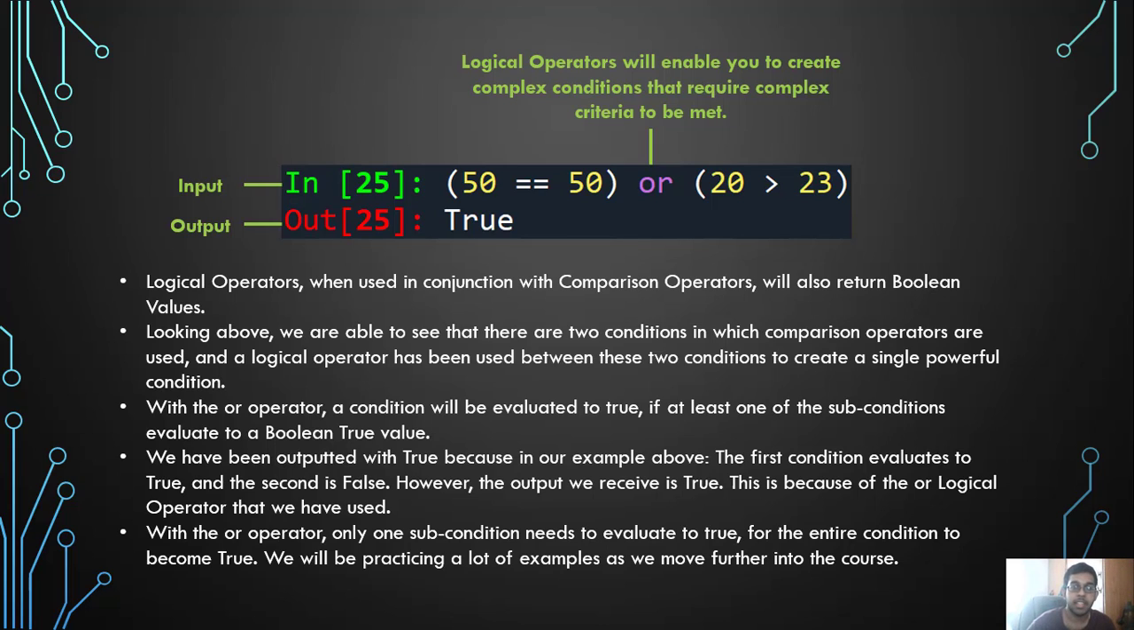With the OR operator, a condition will be evaluated to true if at least one of the sub-conditions evaluates to a Boolean true value. We have been outputted with true because in our example above, the first condition evaluates to true and the second is false. However, the output we receive is true. This is because of the OR logical operator that we have used. With the OR operator, only one sub-condition needs to evaluate to true for the entire condition to become true. We will be practicing a lot of examples as we move further into the course.